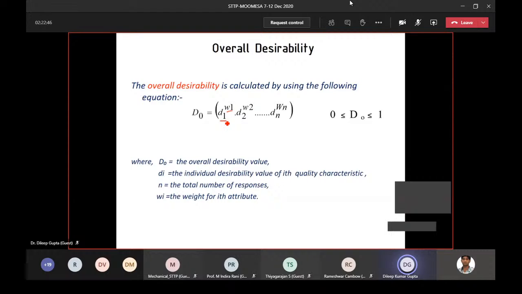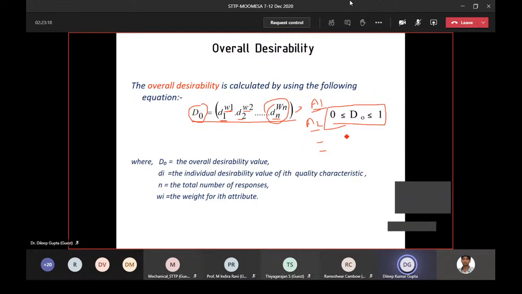So for first alternative we will find out D1, which is available in the normalized table or desirability table, and the given weightage of that particular criteria W1. Similarly D2 with the given weightage criteria W2, and similarly D3, W3 and so on, and Dn and Wn is the final value, the last column. This D0 will be calculated for alternative 1, similarly for alternative 2, alternative 3, alternative 4, like this, and it always lies between 0 to 1.